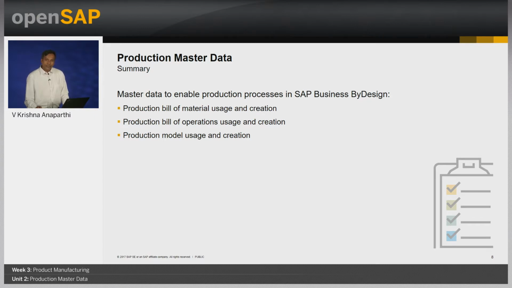Okay, to quickly summarize, we have understood the following in this unit: production bill of material usage and creation, production bill of operation usage and creation, and production model usage and creation. In the next unit, we will go over the planning function. Let's meet there. Until then, goodbye.